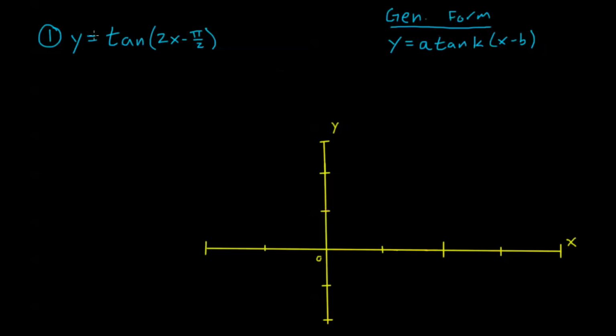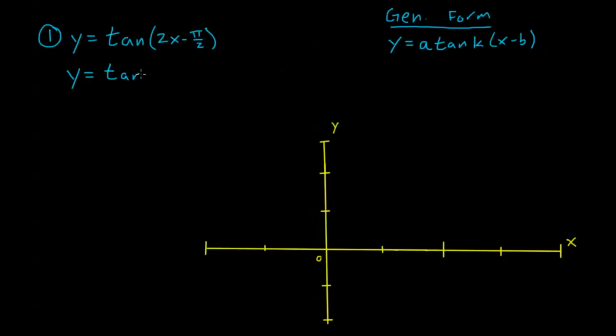Now first I want to get this equation into my general form. That's always what we do first when we're graphing any kind of trigonometric equation. We want to get it into our general form so we can start identifying these different components. So we're almost there already. My a is 1, so nothing really to worry about here.